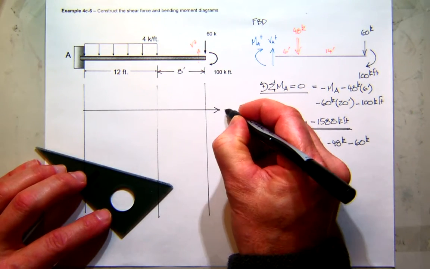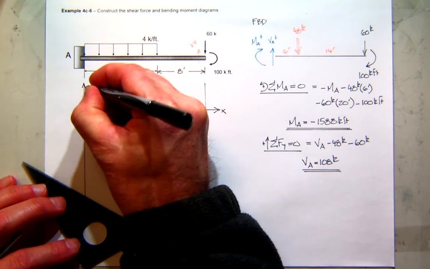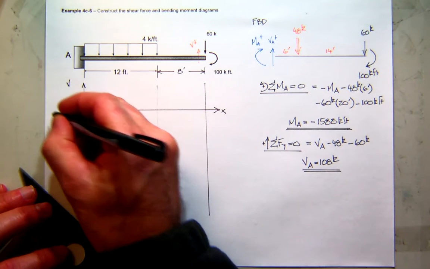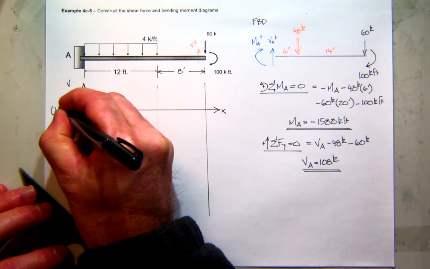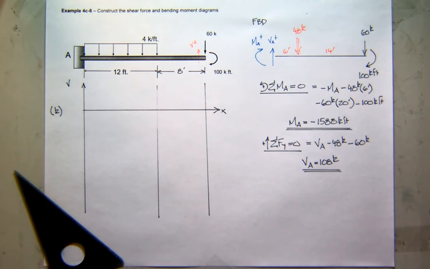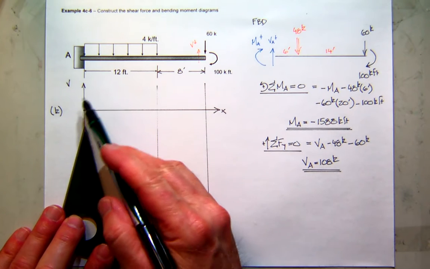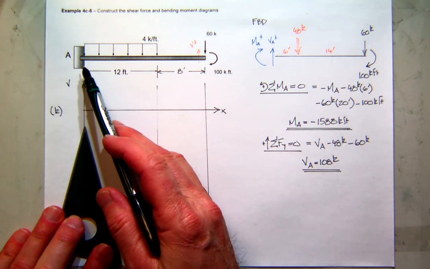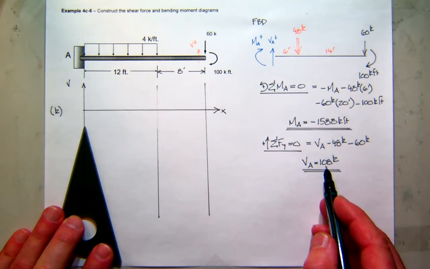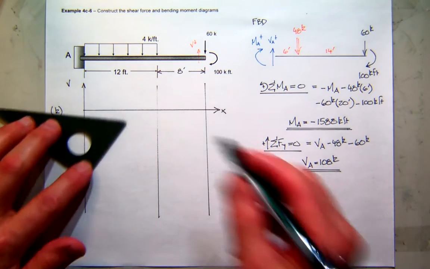and assume my positive x direction, my positive value for shear, and all my units in shear will be in kips. So starting on the left-hand side here, what is my shear force? Well, that's A, and the shear at A is 108.